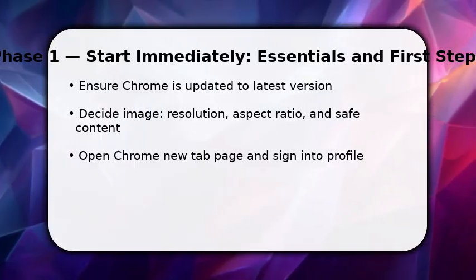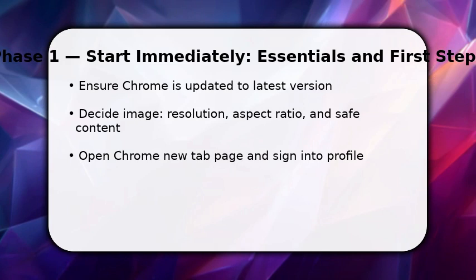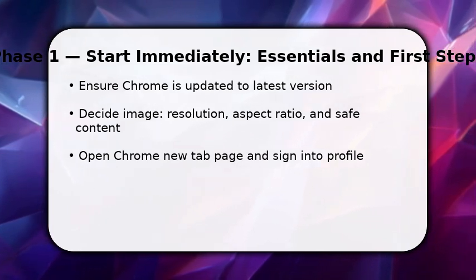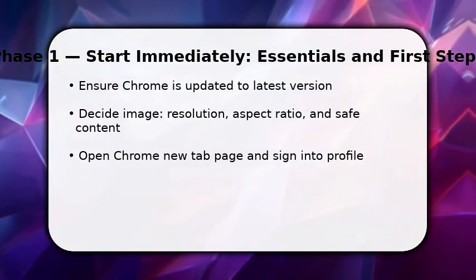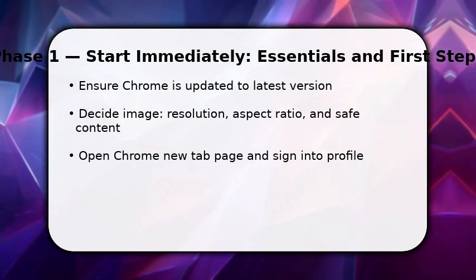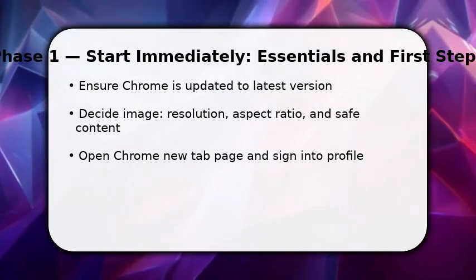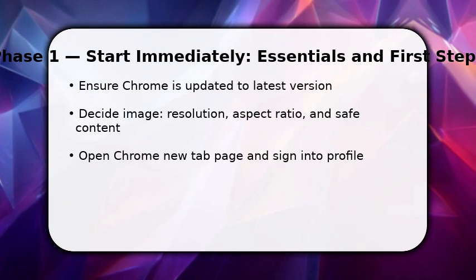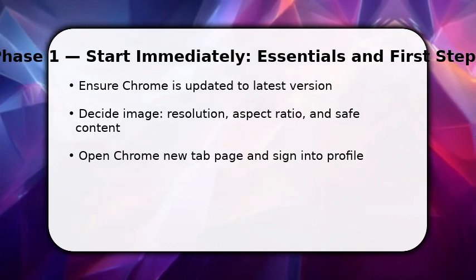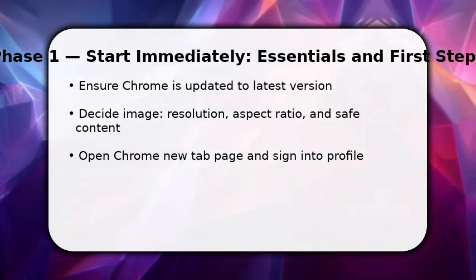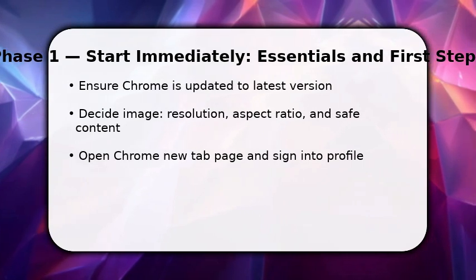You start by confirming Chrome is updated and that you are signed into the profile where the wallpaper will apply. Next, pick an image with appropriate resolution, prefer 1920x1080 or higher, so it looks crisp. Once done, open a new tab and click the Customize or Settings icon in the bottom right.